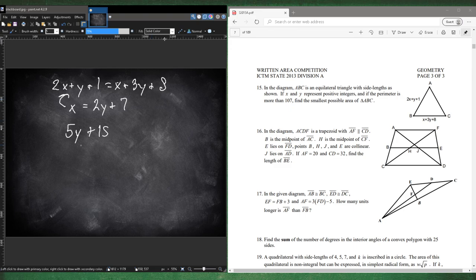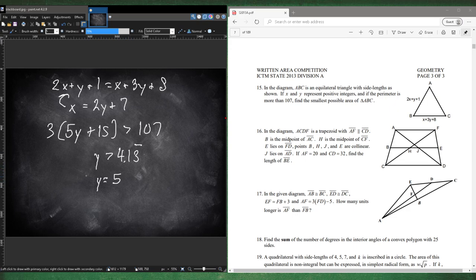So if this is the side length in terms of just one variable for an equilateral, and they say that the perimeter is more than 107, so multiply by 3 to get the perimeter is greater than 107. So using your calculator, 107 divided by 3 minus 15 divided by 5 is 4.13 repeating. So basically, since x and y have to be integers and you're looking for the smallest possible value, that means you want the smallest possible y. So y, smallest as an integer, is 5.